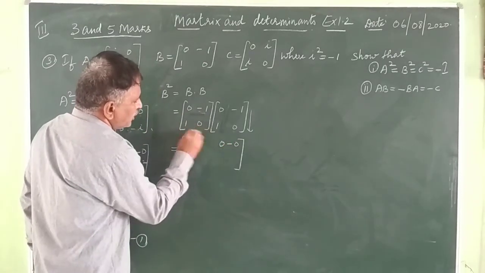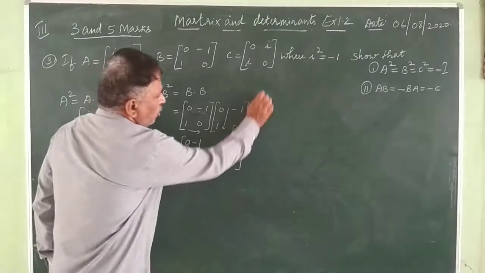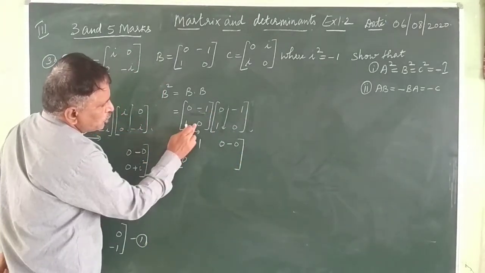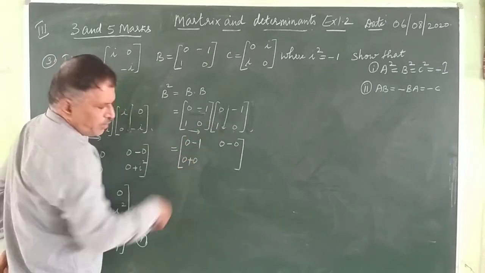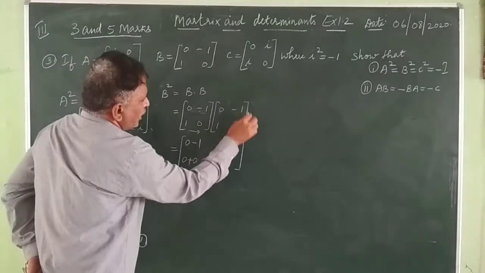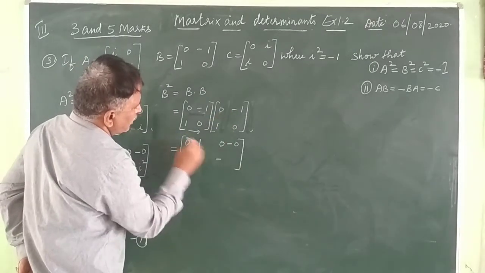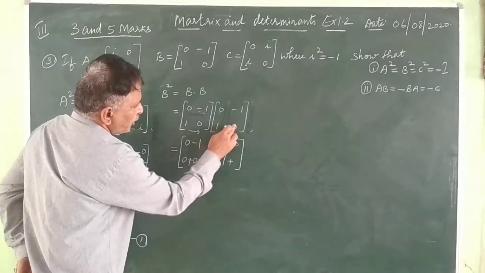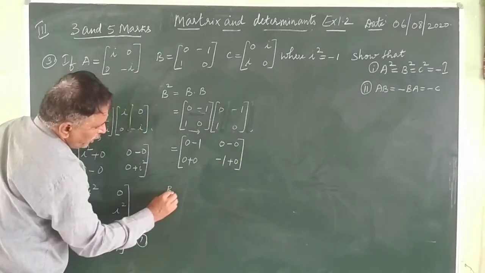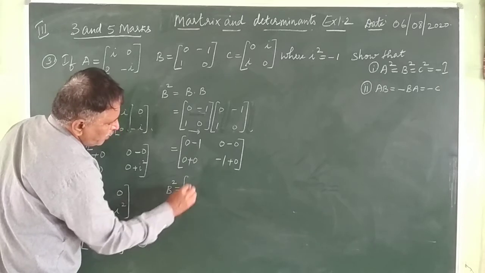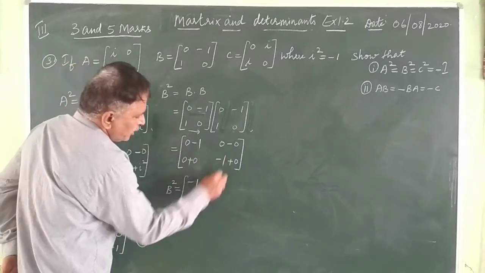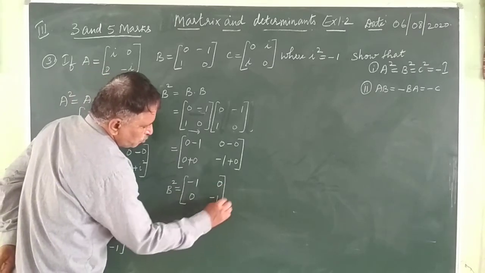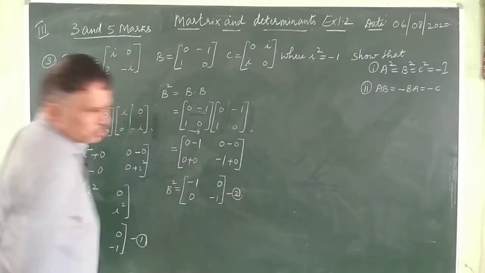Next, second row with first column: 1 into 0, 0. 0 into 1, 0. In between plus sign. Second row, second column: plus into minus, minus. 1 into 1, 1. So minus into plus, minus. 0 into 0, 0. So B square is equal to what? 0 minus 1 is minus 1. 0 minus 0 is 0. 0 plus 0 is 0. So again it is minus 1. Let it be equation 2.